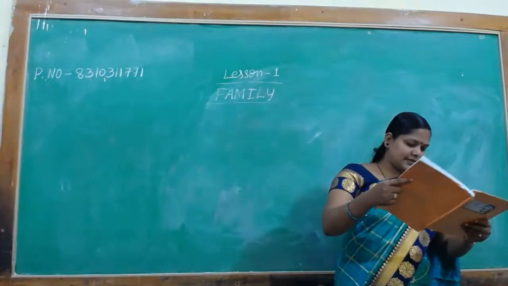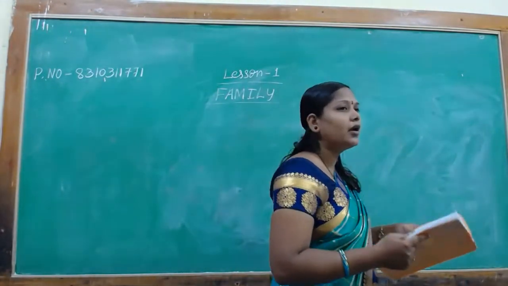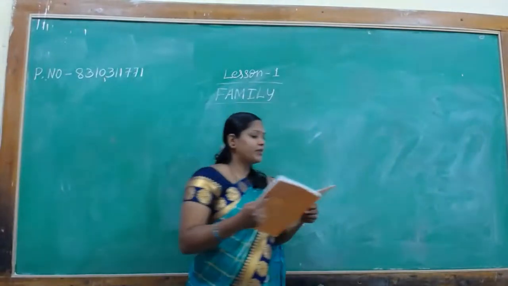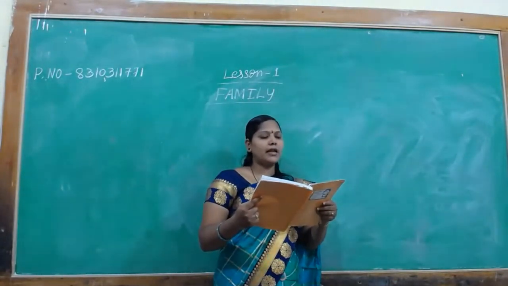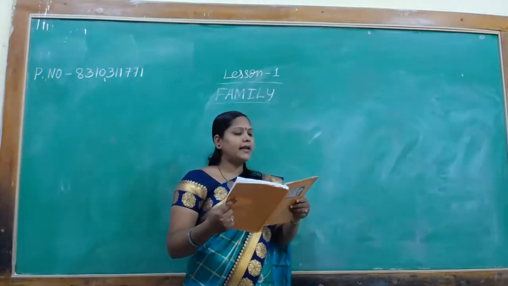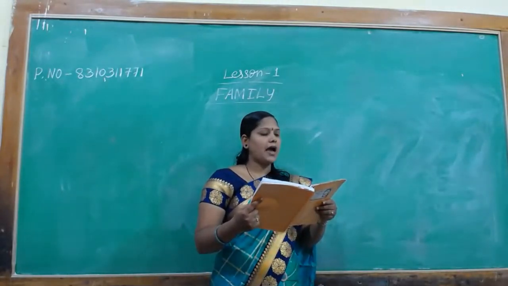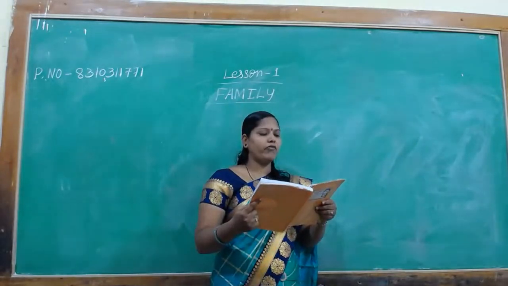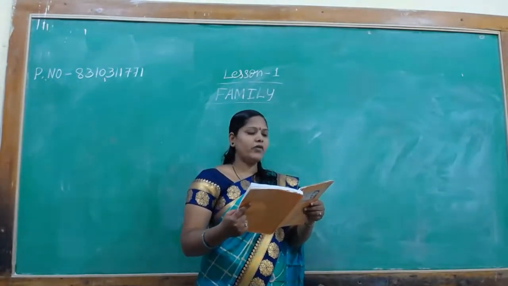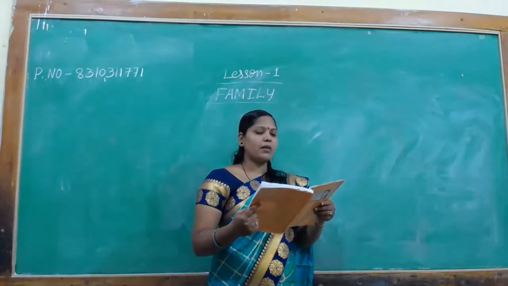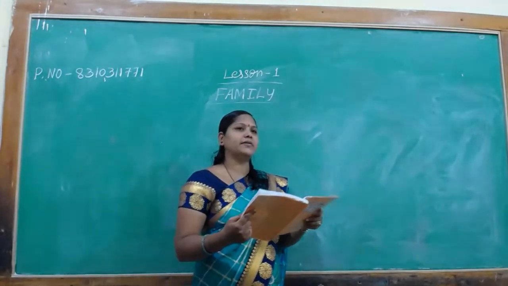I see, students, page number 28, activity is there. Page number 28, activity. See, visit 10 houses in your neighborhood. Write down the name of the head of the family in every house and mention the number of members in that family. Observe the example. Fill in the information in the format as shown. See, they have already given a format.